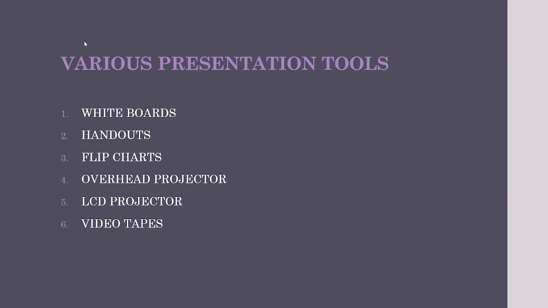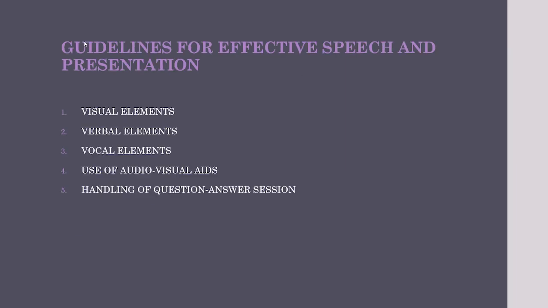Now we can study the guidelines for effective speech and presentation. First one is visual elements. We have taught you visual elements earlier, but once again I will say these are the guidelines for effective speech and presentation. So whenever it is asked for a speech or presentation, you can write the same guidelines. First one is visual elements.